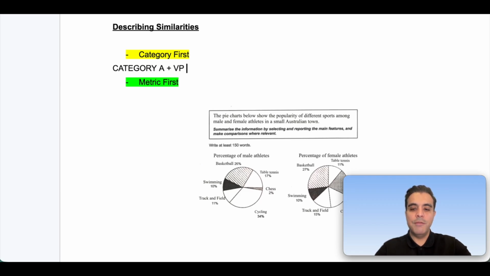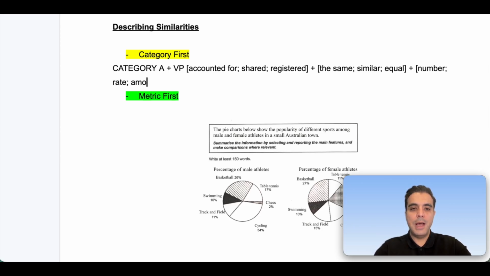We're going to follow this up with a verb such as accounted for, shared, or registered. Following this, we're going to include a noun that denotes similarity. Nouns such as the same, similar, or equal. Next, we're going to include quantifying nouns such as number, rate, amount, or percentage. We always need to include the NP, so we have of NP.